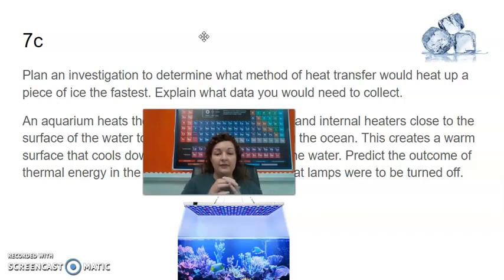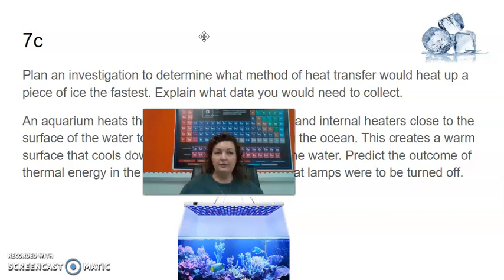First, we have a piece of ice. We know we have 3 different types of heat transfer: conduction, convection, radiation. We would have to set up a lab to experiment with each one of those and collect data like how big is the piece of ice? We need to make sure they all are the same, right? When we start out, we need to collect how much of the ice has melted at the end in order to determine which was more efficient. How long did it take, right? So these are the kind of things that we would need to look at.